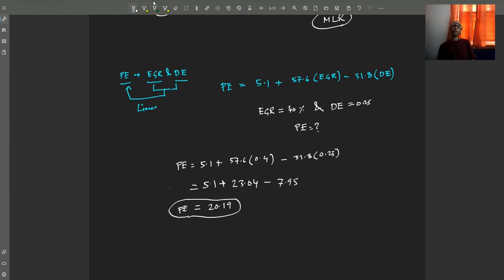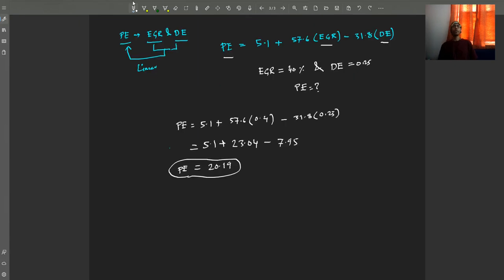Now this is an example of a multiple linear regression. Why? Because the dependent variable, which is PE, is dependent on two independent variables, that is more than one independent variable: earnings growth rate and debt to equity ratio. Now friends, we need to be very careful when interpreting these numbers, that is plus 57.6, minus 31.8 and plus 5.1. So what do they mean? Let's try to understand.